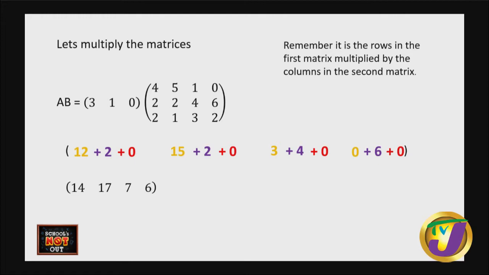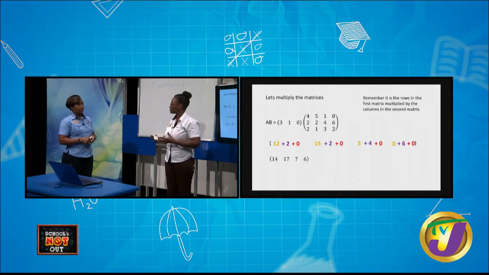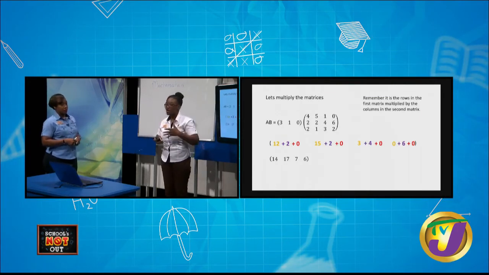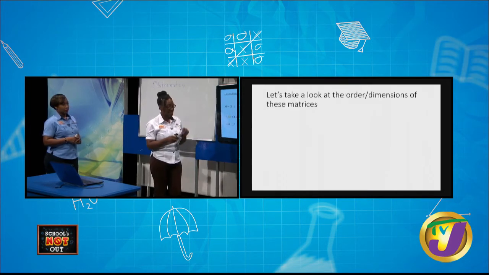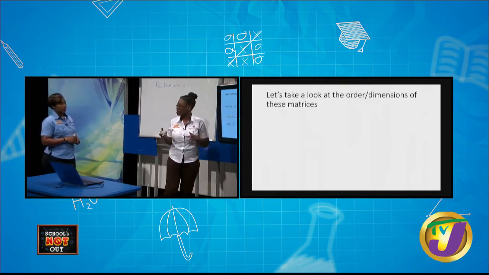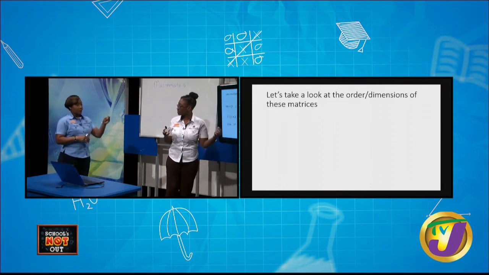But I want to point out something here, because one of the things that our students struggle with sometimes is where do we put the values that they get from multiplying in the matrix. It is so important that we look at the location of the results.